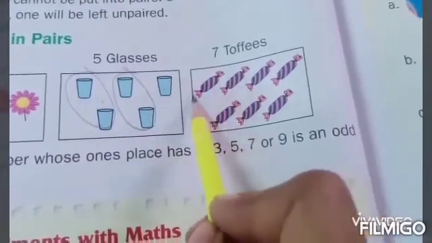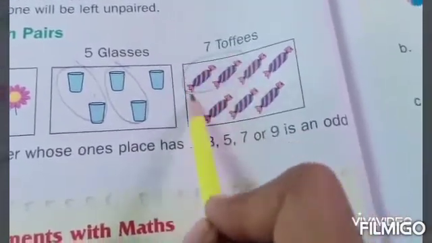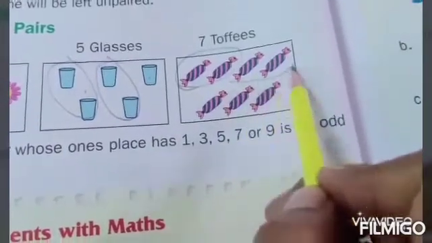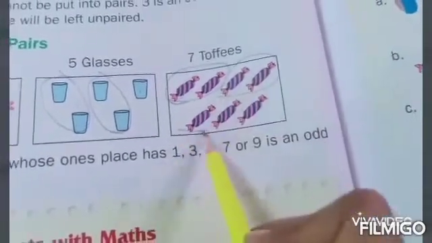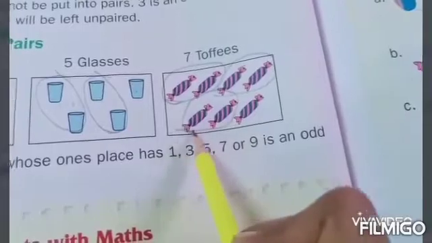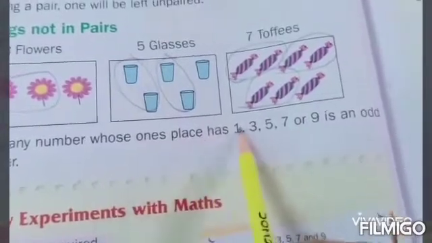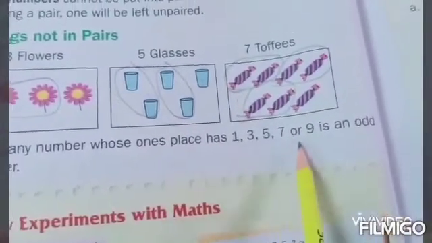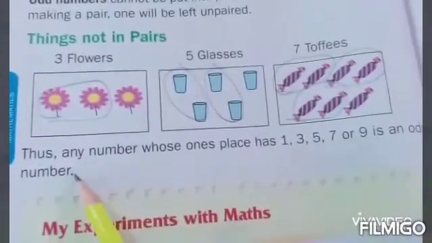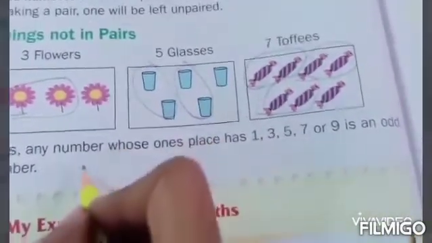In the same way, 7 toffees have been given to us. If we make pairs of 2 toffees, 1, 2, 3 pairs are made, and again one toffee is remaining. That means any number whose ones place has 1, 3, 5, 7 or 9 is an odd number. Okay, so again I will show you the example.